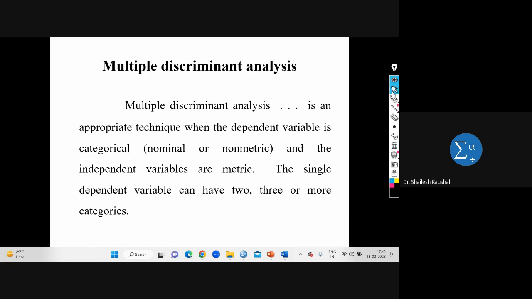So the condition of discriminant analysis, if we want to apply it, we want to classify our objects into two mutually exclusive categories, then we should prepare two types of questions. Our dependent variable should be categorical or nominal, and all the independent variables should be metric. Okay.